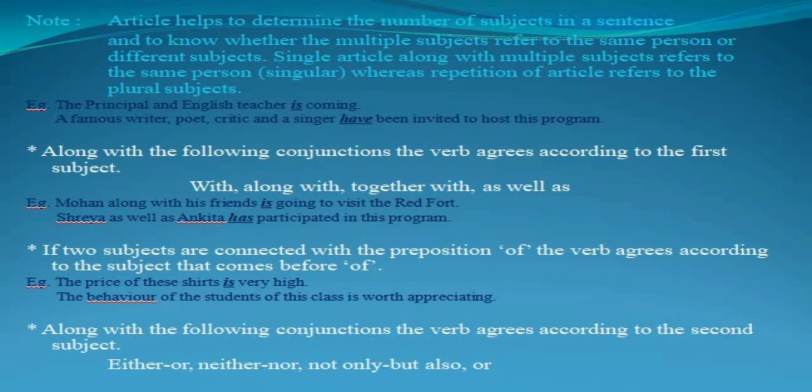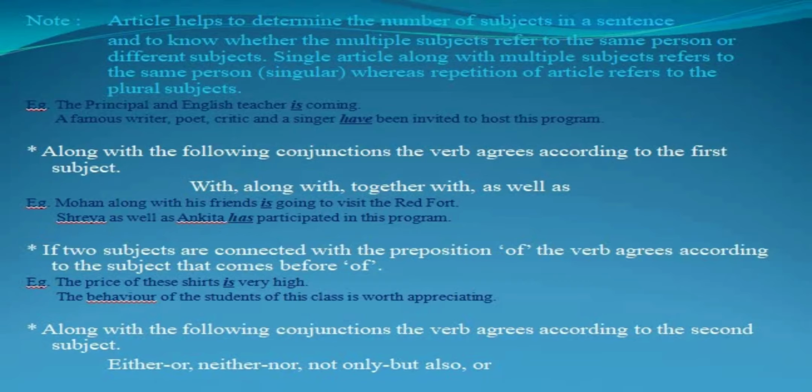Next sentence is: a famous writer, poet, critic and a singer have been invited to host this program. A famous writer, poet, critic is the same person because the article is given only once with them. Whereas after the conjunction and, a singer is also being written, a singer.